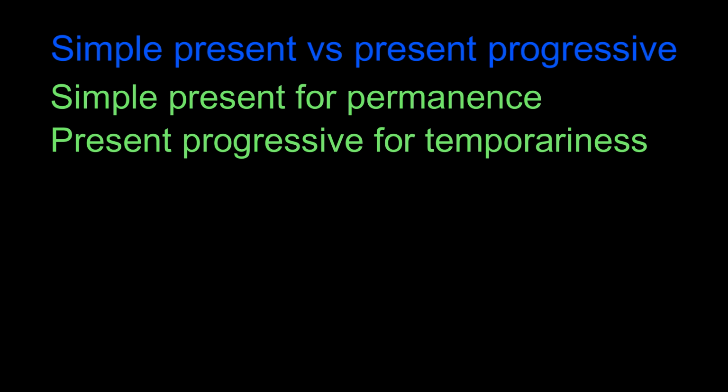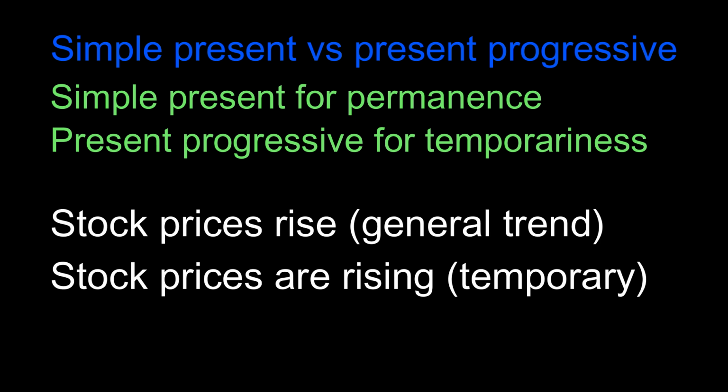Although both tenses can express future actions, their meanings are different. The simple present conveys permanence, while the present progressive suggests temporariness. For example, Stock prices rise. General trend or fact. Stock prices are rising. Specific increase happening now, potentially temporary.